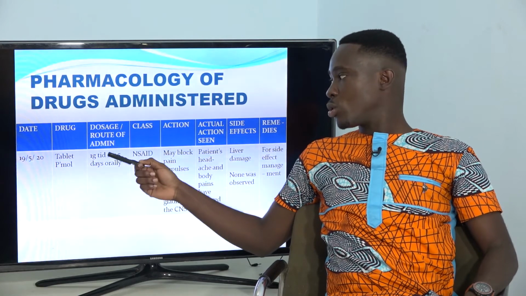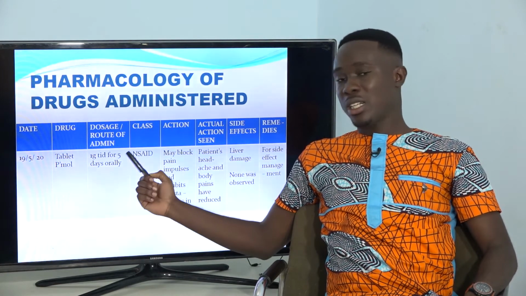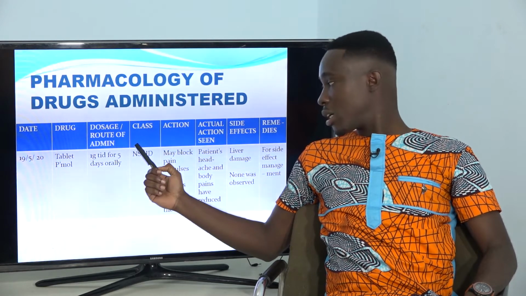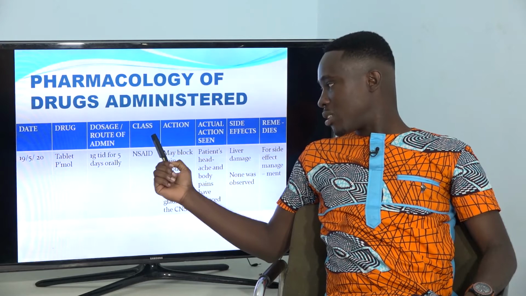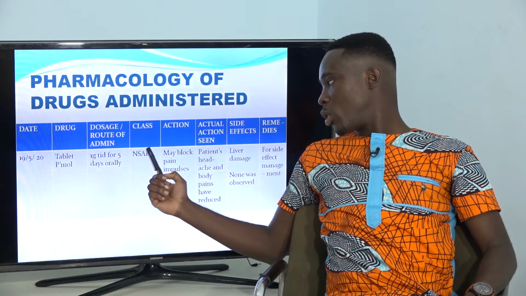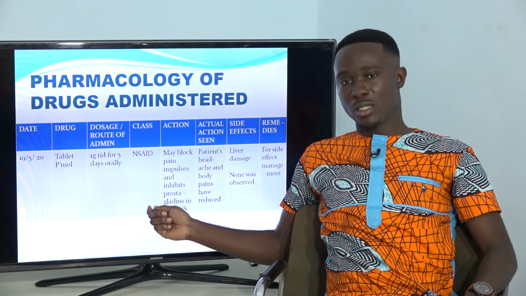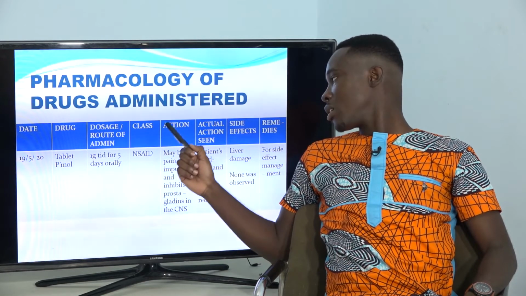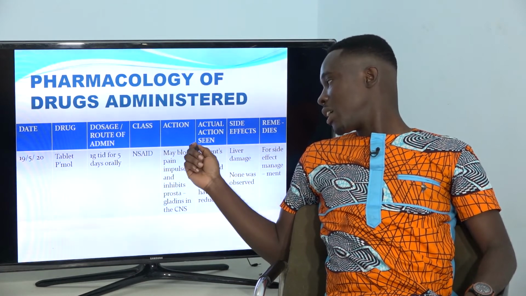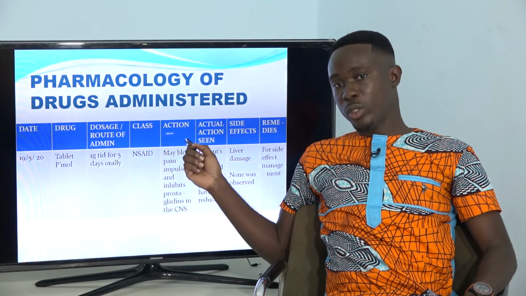So you also go on to state the class of the medication, and paracetamol is an NSAID, a non-steroidal anti-inflammatory drug. Then the mechanism of action for paracetamol is that it may block pain impulses and inhibit prostaglandins in the central nervous system. Then the actual action observed or seen: the patient's headache and body pains will reduce or have reduced.